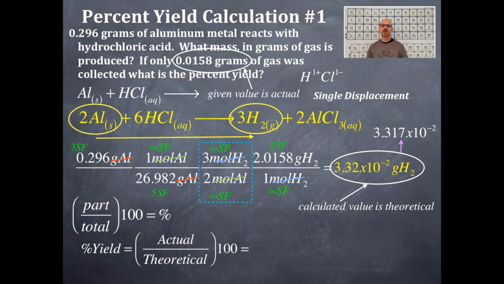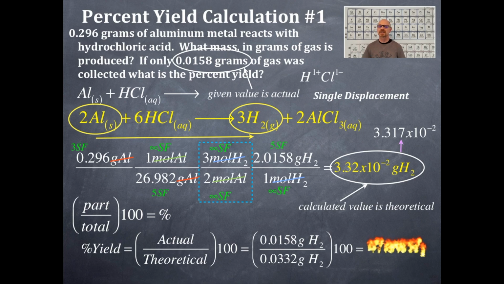So I'm going to plug those into my actual and theoretical, and you should see that you have three significant figures for both the numerator and the denominator. The 100 is an infinite number of significant figures again. The leading zeros on the 0.0158 and the 0.0332, those leading zeros do not count. So here we go with our answer of three significant figures, and that is 47.6% hydrogen. I still have a number, units, and a formula for that problem.